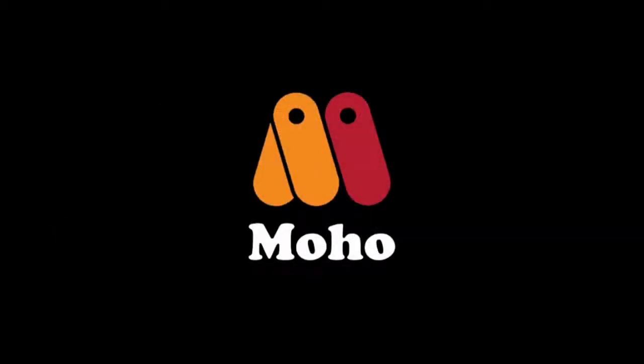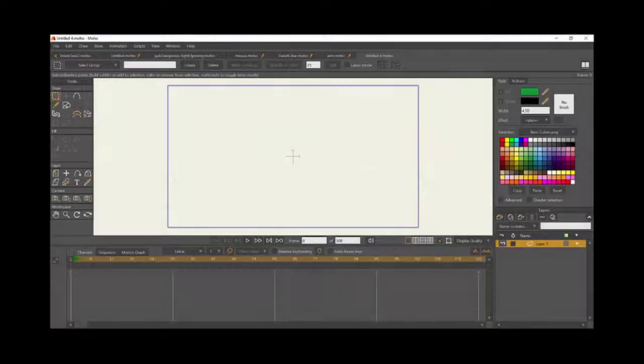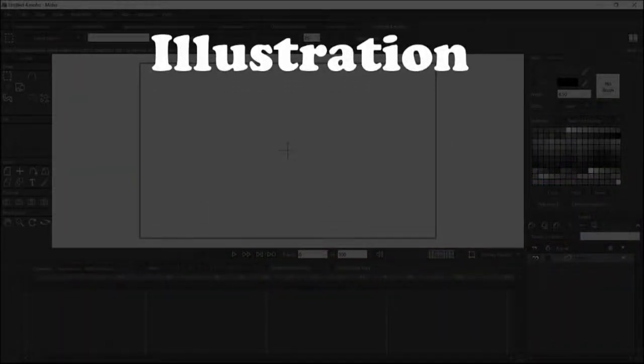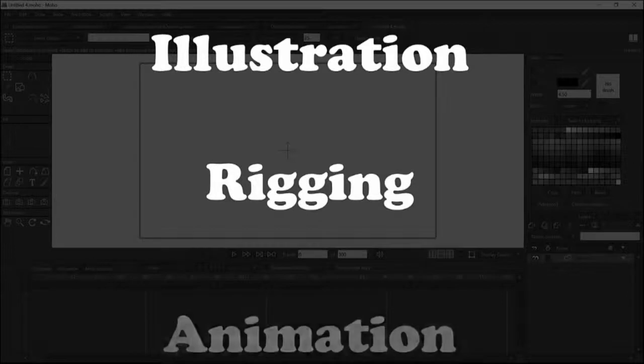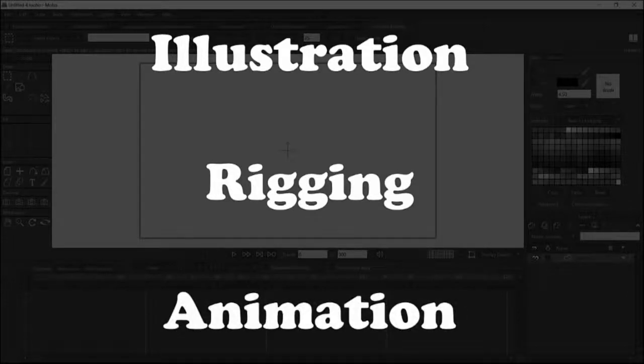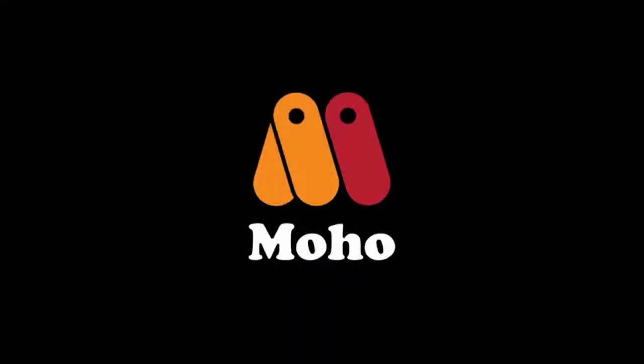Now, there's no doubt that Moho is a complicated product, and that's one of the reasons that it's so hard to learn. But then again, that's not surprising. Think about it. You have a single user interface that is meant to support illustration, rigging, and animation. It's hard to make an interface that supports three different things, but Moho pulls it off, which makes it a complete professional 2D animation package.